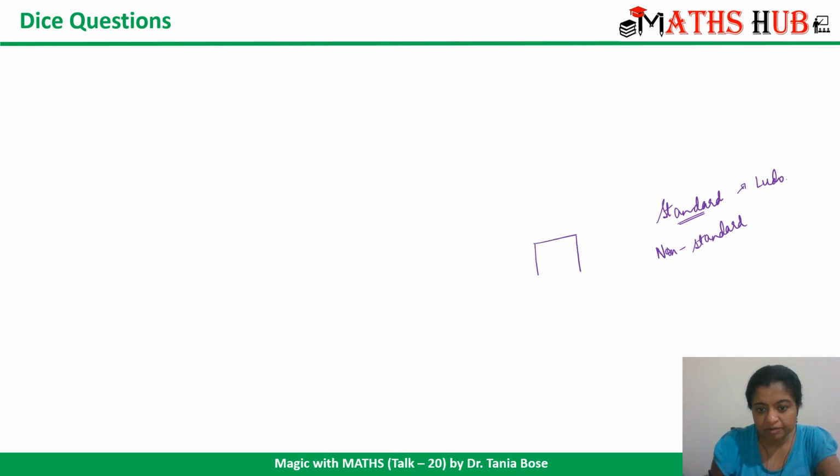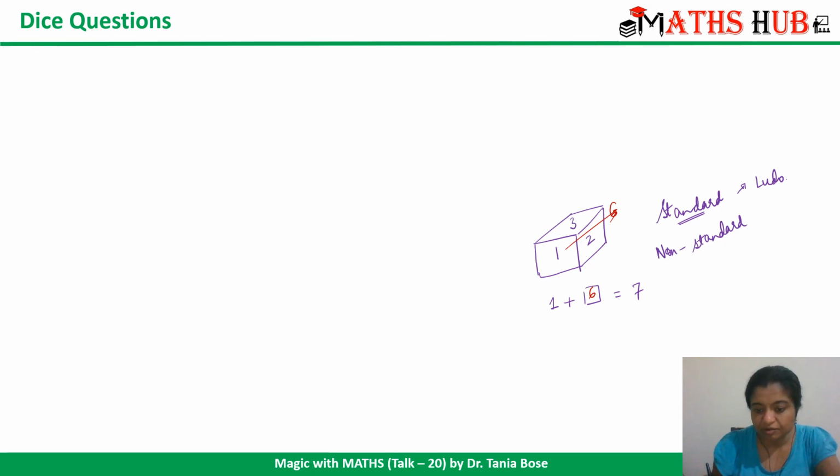So if I give you a dice like this, with 1, 2, and 3, what is the face opposite to the face numbered 1? Usually we will see what can be added to this so that we get the sum 7. So the answer is 6, right? That means the face which is opposite 1 is 6.